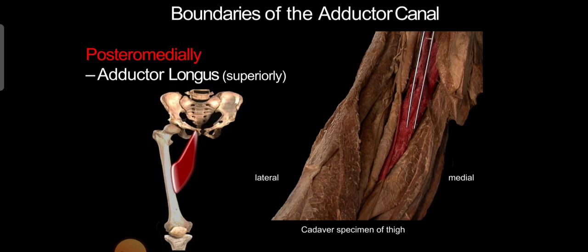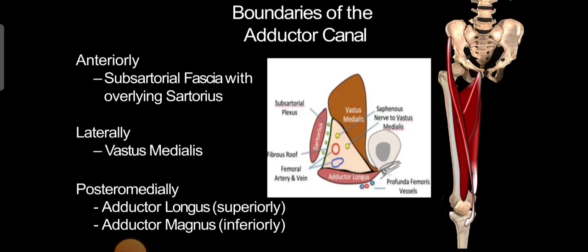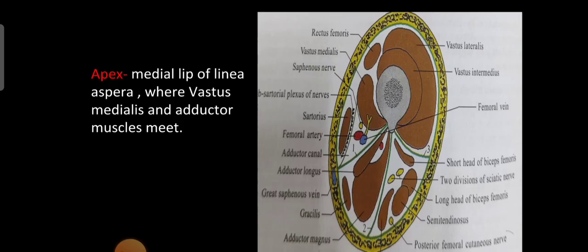Then the posteromedial boundary of the adductor canal is formed by the adductor longus in the superior aspect and adductor magnus in the inferior aspect. So in a nutshell, the boundaries are: anteriorly it is bounded by the subsartorial fascia with overlying sartorius, laterally by the vastus medialis, posteromedially adductor longus superiorly, and adductor magnus inferiorly.